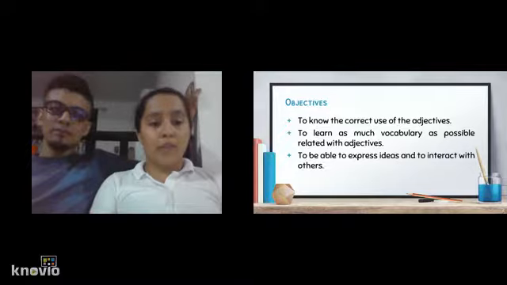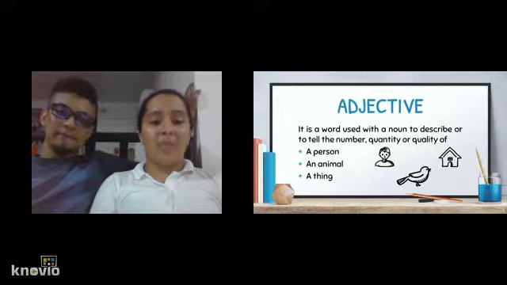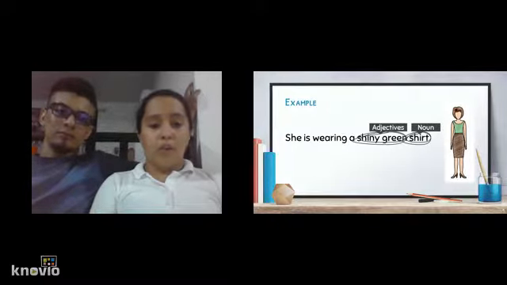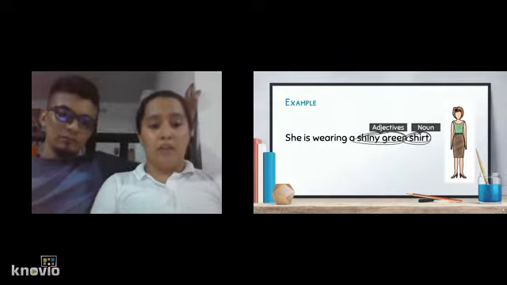Talking about the topic, we have the concept of adjective, which is a word used with a noun to describe or to tell the number, quantity, or quality of a person, an animal, or a thing. So here we have an example. It says, she is wearing a shiny green shirt. As you can see, here we have a noun, which is shirt, and before it we have two adjectives, shiny and green.